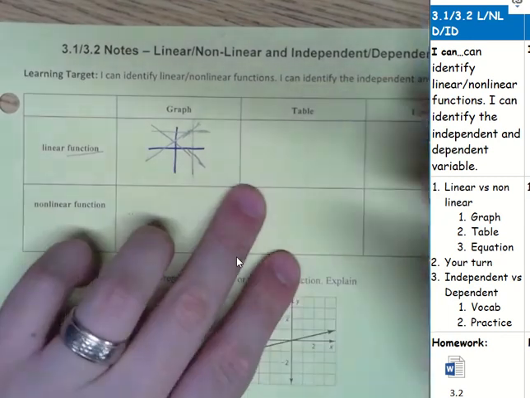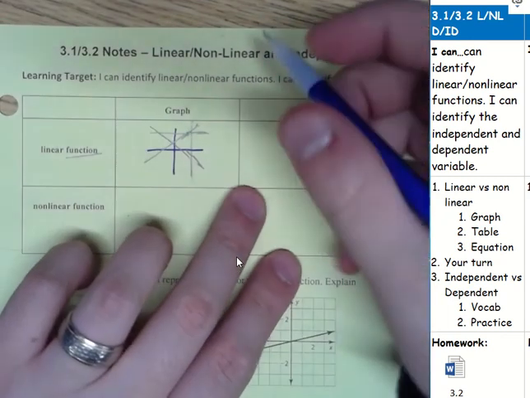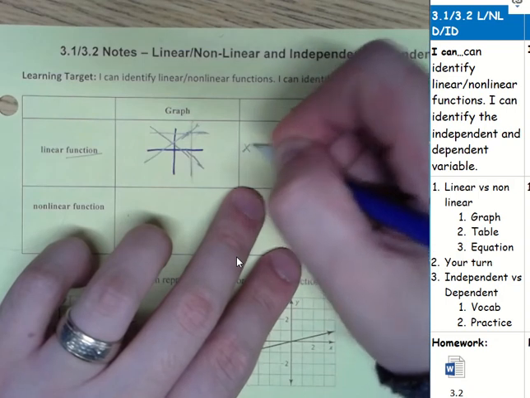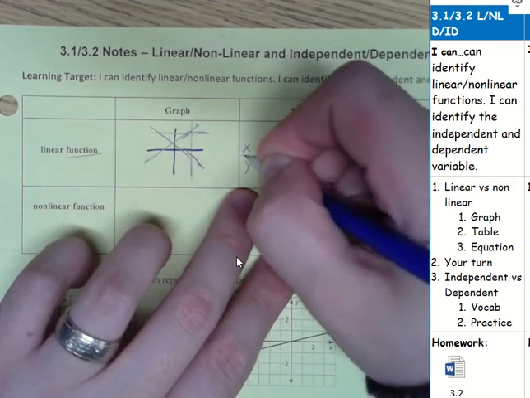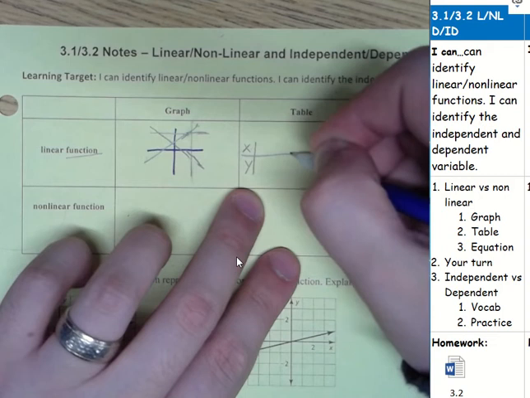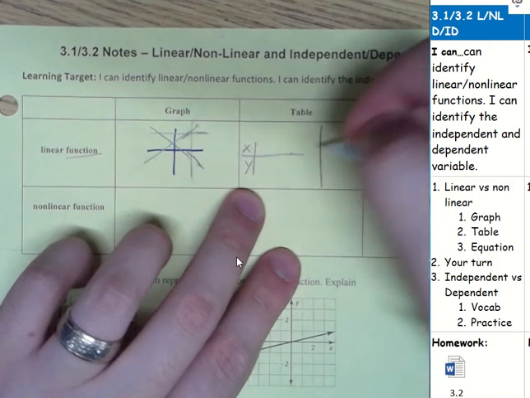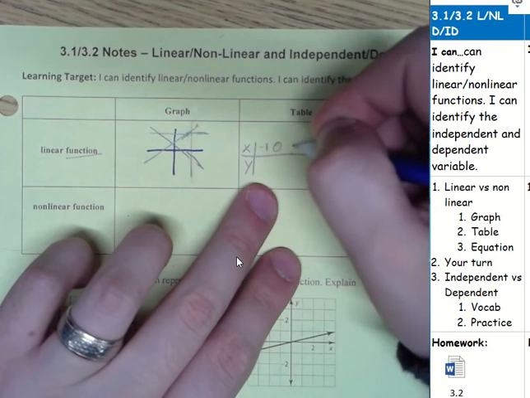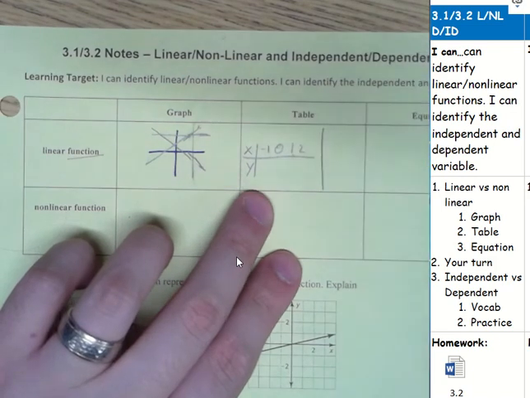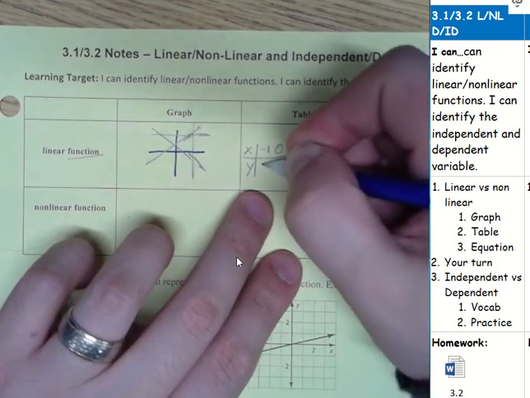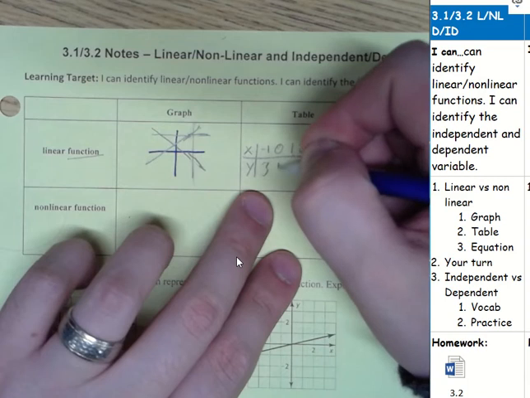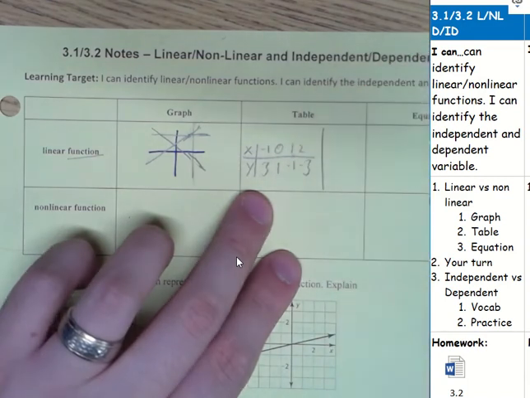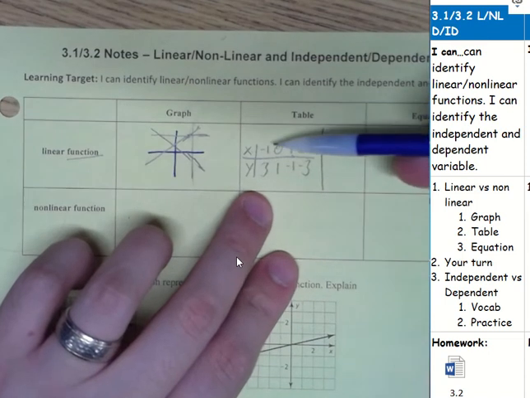Now, if I saw a linear function on a table, I'll do an example of that. Like if I have, I'll do two examples. I could have an x and a y. And I could have numbers like -1, 0, 1, 2. And then I could have y values like 3, 1, -1, -3.